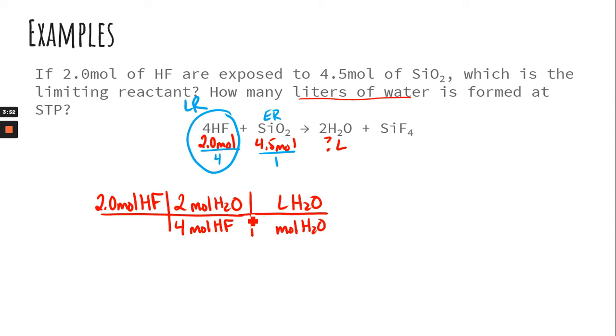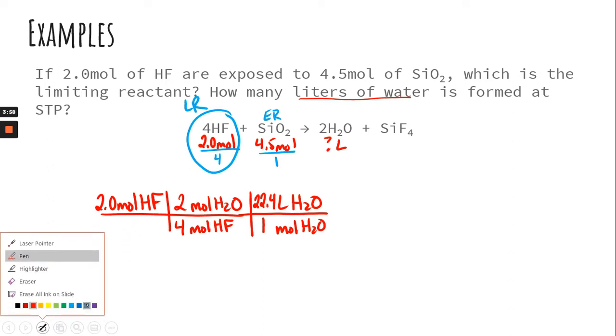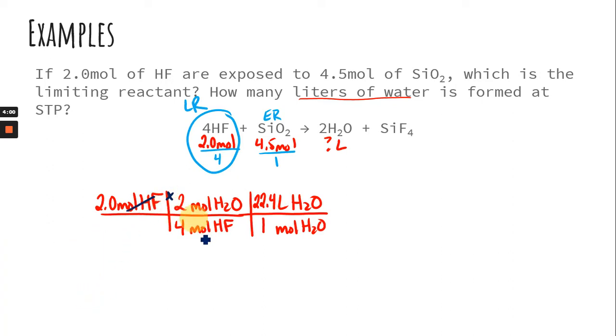And then based on our roadmap, 1 mole is 22.4 liters. So when we multiply and divide, moles of HF cancel, moles of water cancel, leaving us with the volume of water. And so our answer with 2 significant figures is 22 liters of water.